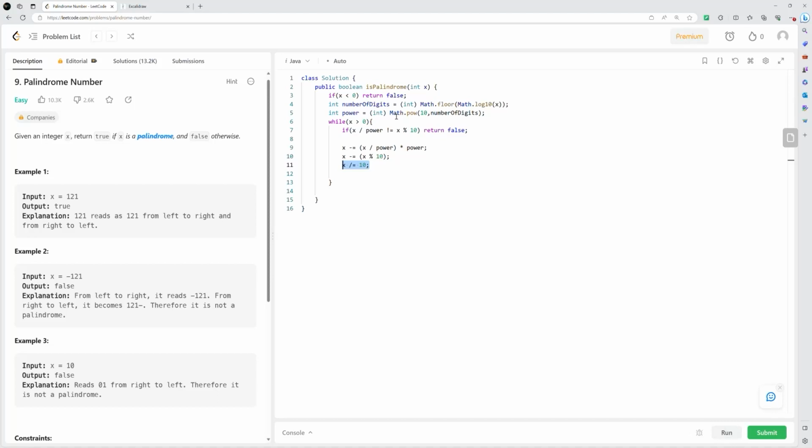And then because we got rid of 2 digits, our remaining number is 2 digits smaller in length, which basically means that we have to reduce power by a magnitude of 2. To do that, we just divide by 100. And we do this process until we get to 0. If at any step we have a pair that's not the same, we know the number is not a palindrome, and we return false. Otherwise, when we are done with the loop, we just return true because our number is a palindrome.